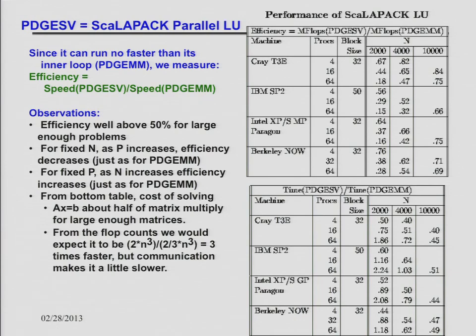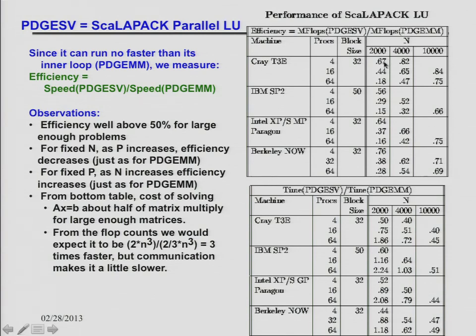So now let me just show you the same data for Gaussian elimination. It's the same four machines. It's going to be the same number of processors, the same problem sizes. And what I'm measuring here is how fast is parallel Gaussian elimination, PDGESV is the name of the parallel Gaussian elimination routine. And I'm dividing it by the time to do matrix multiply on a matrix of the same size. So, well actually, let me do this one first. I'm doing megaflops, so raw speed. So this is the speed of Gaussian elimination, which is doing, of course, 2/3 n cubed flops, divided by the speed of matrix multiply, which is doing 2 n cubed flops.